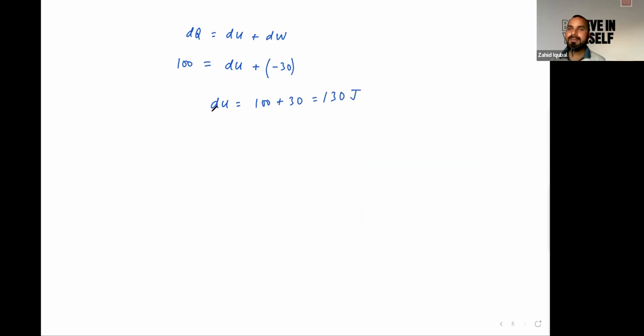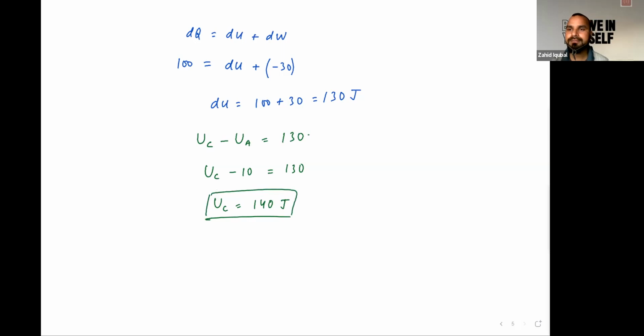Change in internal energy is a state function. It will depend upon the initial and final state only. It will be independent of the path followed by the gas. So you'll say this change in internal energy, internal energy final minus internal energy initial, is equal to 130 joule. Internal energy for point A is given. Internal energy for point C we have to calculate. So 130. So internal energy at point C will be 140 joule.